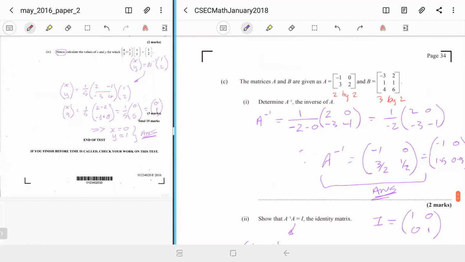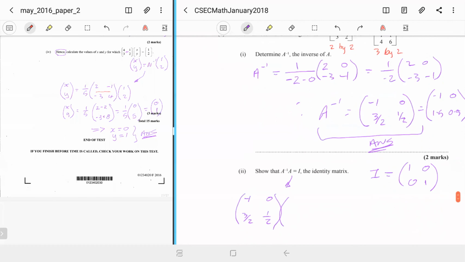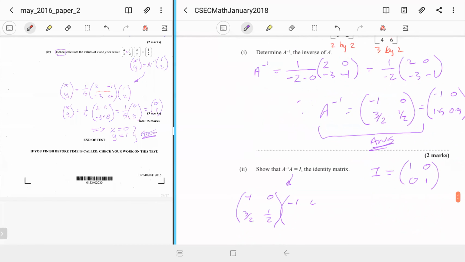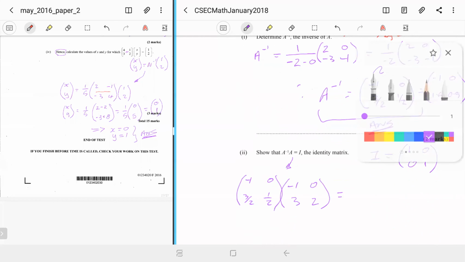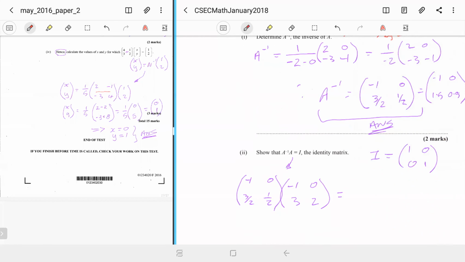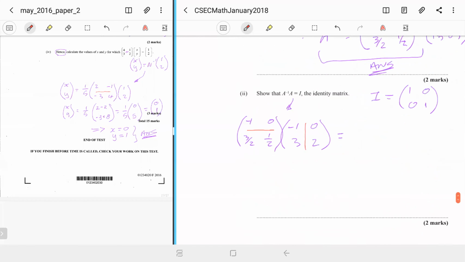So -1, 0, 3, 2. You multiply them and show the examiner: rows of the first matrix times the columns of the second matrix. We have space, so we can multiply it below. I'm going to multiply it here. Equals, put a big equals sign there.